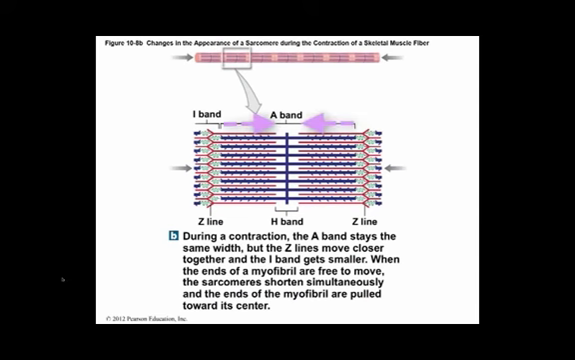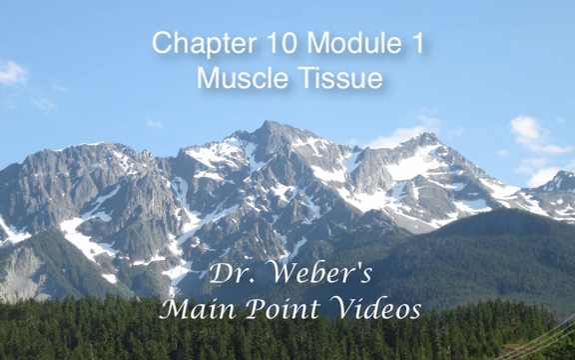When the myosin head forms a cross bridge with the actin molecule's active site, and the head pivots, it causes the thin filaments to slide toward the center of each sarcomere. This is known as the sliding filament theory. During a contraction, sliding occurs in every sarcomere along the myofibril. As a result, the myofibril gets shorter. When myofibrils get shorter, so does the muscle fiber. This ends Chapter 10, Module 1, Muscle Tissue.